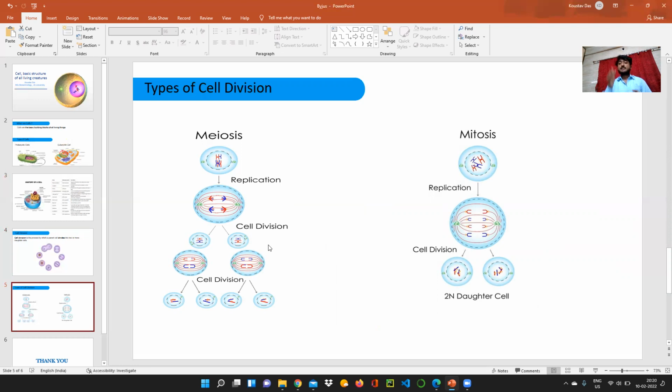In mitosis, the number of chromosomes is the same in the daughter cells and the mother cell, but in meiosis, the number of chromosomes reduces to half. That's why this process is known as reduction division. Meiosis helps to form gametes.